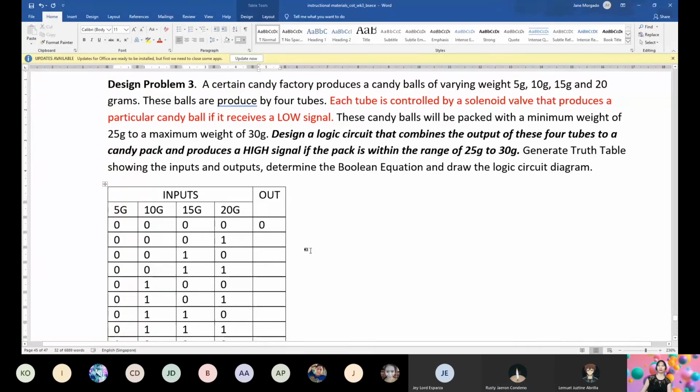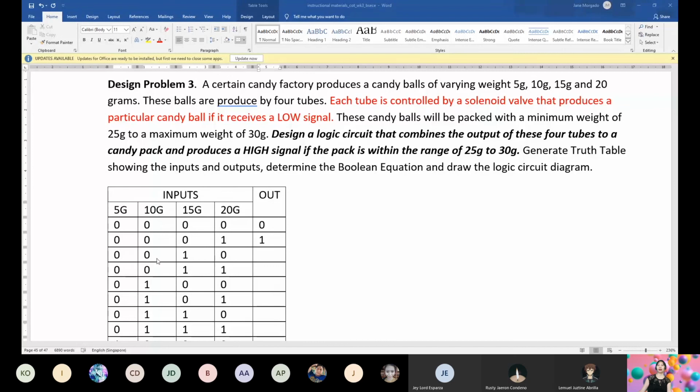How many again? 30, po. 30. Okay, 5 plus 10, 15 plus 15 is 30. So therefore, the output is 1. The output is 1. Okay, so it's the 0 that we count. Yes, because it says here, each tube is controlled by a solenoid bulb that produces a candy ball if it receives a low signal. Okay? Okay, ma'am.